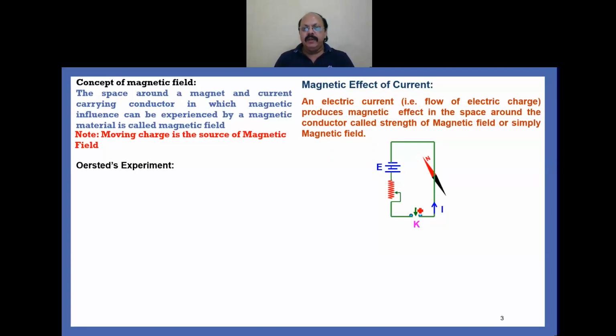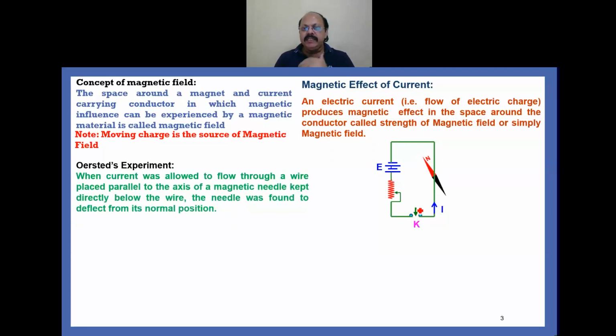Similarly, if we reverse the direction of the current, how can you reverse the direction of the current? By interchanging the connections to the battery. Now this end of the conductor is connected to the positive terminal of the battery, and this end is connected to the negative terminal of the battery along with the rheostat and key.